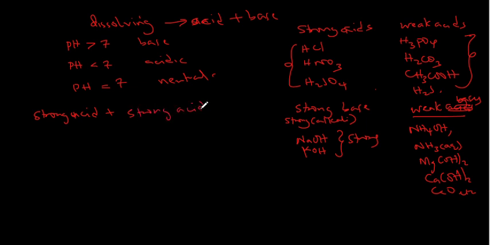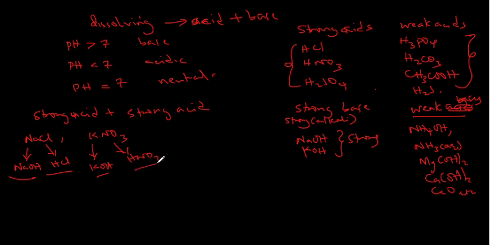Examples of salts that are from strong acid and strong base include sodium chloride. Sodium is from sodium hydroxide, chloride is from hydrogen chloride, strong base, strong acid. You see that? We have something like potassium nitrate, KNO3. Potassium is from potassium hydroxide, which is a strong base. Nitrate is from HNO3, which is a strong acid. So all of them are like this.